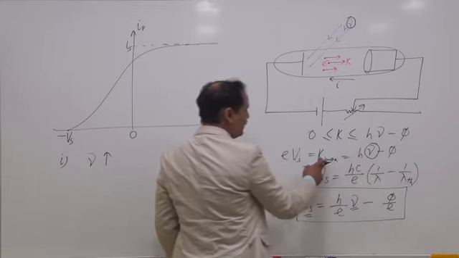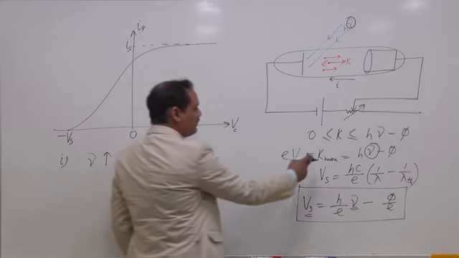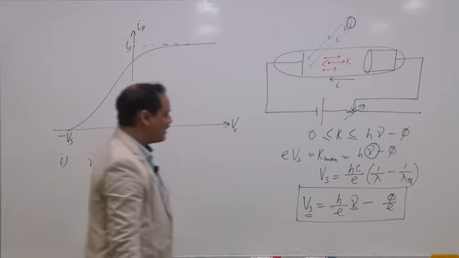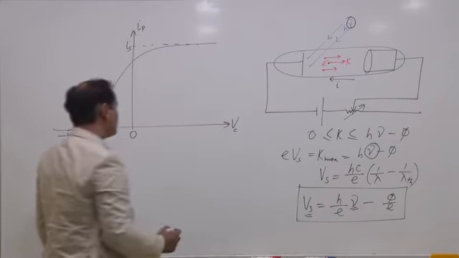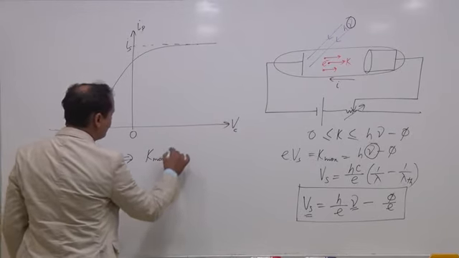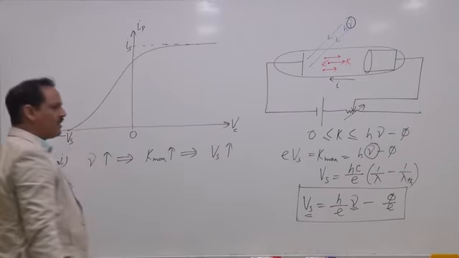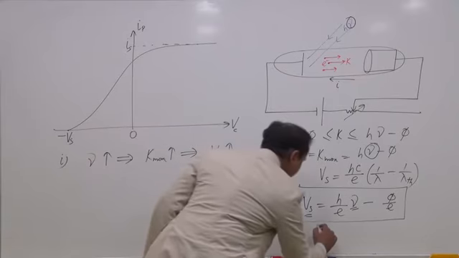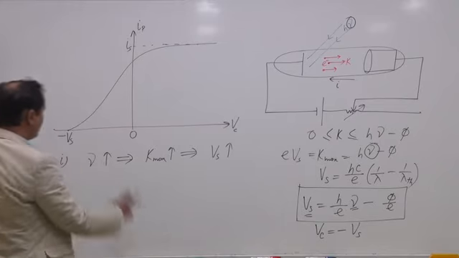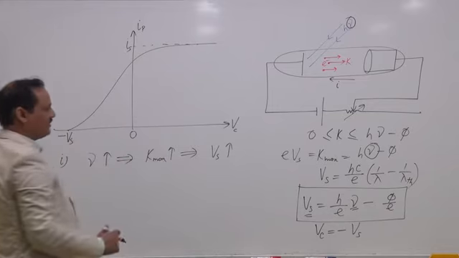If I increase frequency, maximum kinetic energy of emitted electron will increase. As maximum kinetic energy will increase, the magnitude of stopping potential will also increase. So, with increasing frequency, we can see that this implies increase in K max, this implies increase in stopping potential. And we have also said that collector potential is negative of stopping potential. So, if we increase the frequency of light, collector potential becomes more negative.